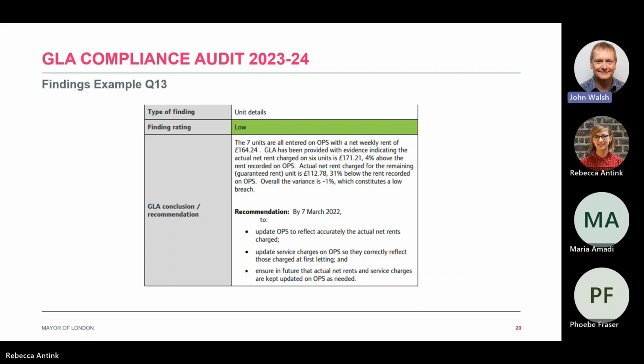And it is helpful to us to see what those percentage variances are on a unit by unit basis. The reason why this information is important is because the level of percentage variance will dictate ultimately what the severity level of the breach is. So in this instance, it was deemed to be an overall low percentage variance, and therefore it's been given a low level rating for this finding.